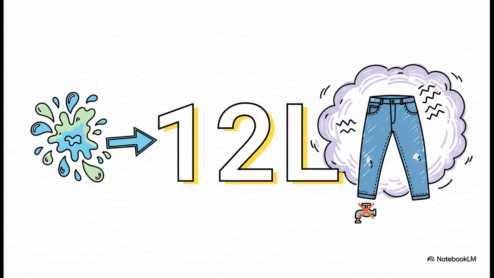But the good news is, innovation isn't just about speed anymore. It's also about sustainability. Companies are pioneering some amazing new methods to reduce this impact. For example, Levi's developed a program called Waterless, and it uses ozone gas technology instead of traditional water and bleach baths to finish their jeans. The result? It saves an average of 12 liters of water per pair.